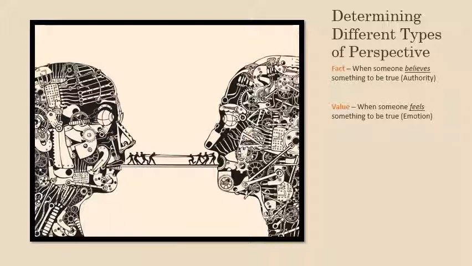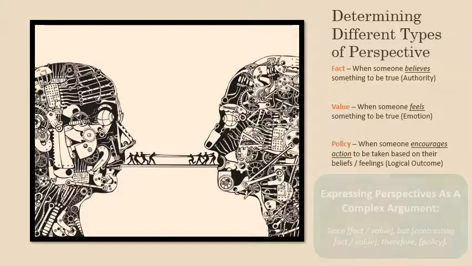So we've got perspectives of fact, we've got perspectives of value, and then we have perspectives of policy, which are usually built upon facts or value. And that's when someone encourages action based on their beliefs or their feelings. So if you believe something to be true, therefore this other thing should be done. Or if you feel something to be true, therefore this thing should be done. So a policy is almost always going to be built upon a perspective of fact or value.